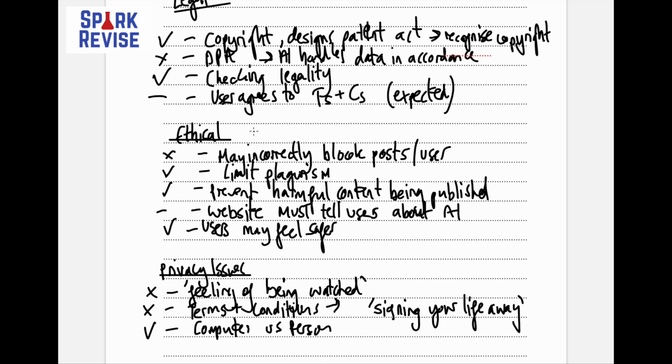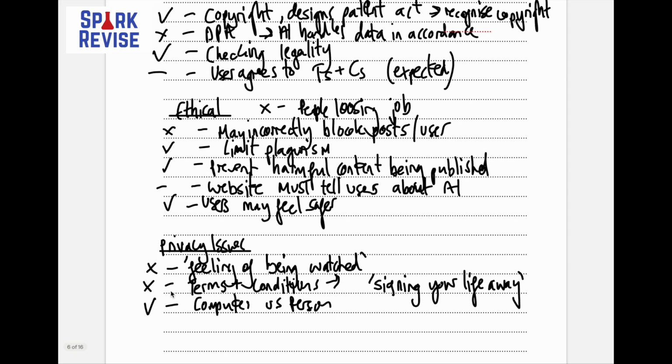Also, to add to ethical, another negative would be people losing jobs. People might be losing their jobs to be replaced by an AI. Computer versus person for privacy issues, I probably prefer a computer to look through all my photos than a real person, because at least it's privacy. You've got the security of knowing that it is just a computer looking at your photos.